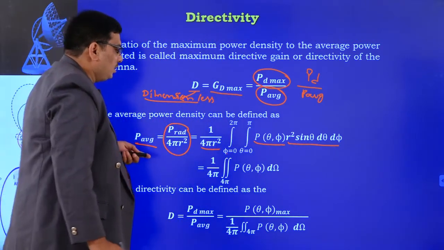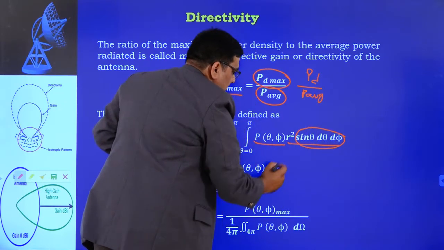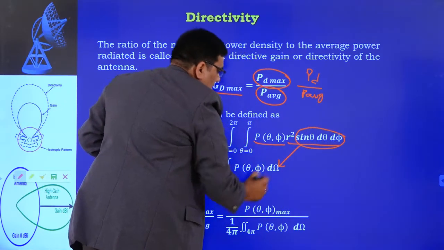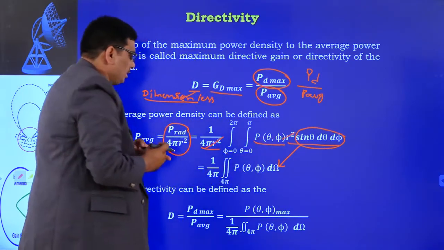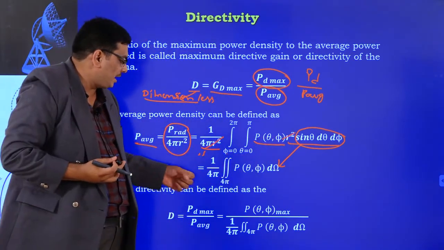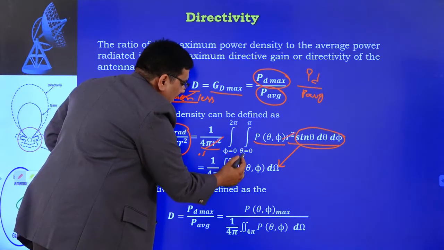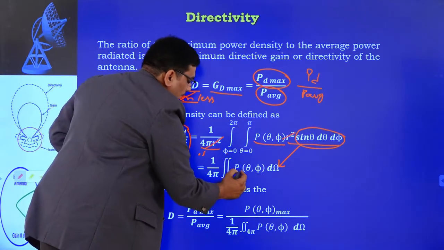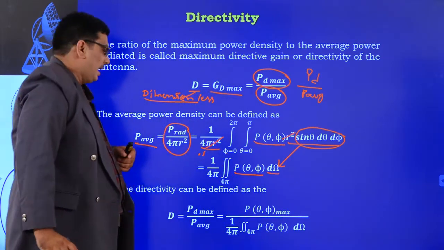So we know that this is sin theta d theta d phi, that is the differential solid angle d omega, and we are cancelling the r square and r square. So finally 1 by root pi. So integration of phi is equal to 0 to 2 pi, and theta is equal to 0 to pi into P, that is the radiated power into the unit solid angle.